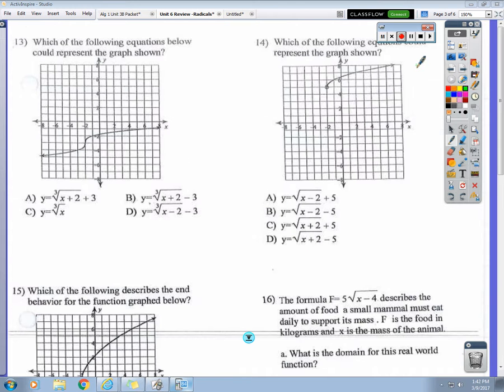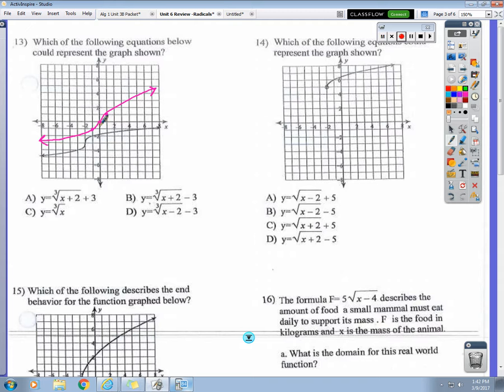So that you can do your best tomorrow. Which of the following equations below could represent the graph shown? Now, remember, with a normal cube root function, its center point is at the origin. It goes up 1 over 1, and then it will go down 1, left 1. That's what a normal cube root function looks like, the parent function of a cube root. So how is this one different? How did it shift?